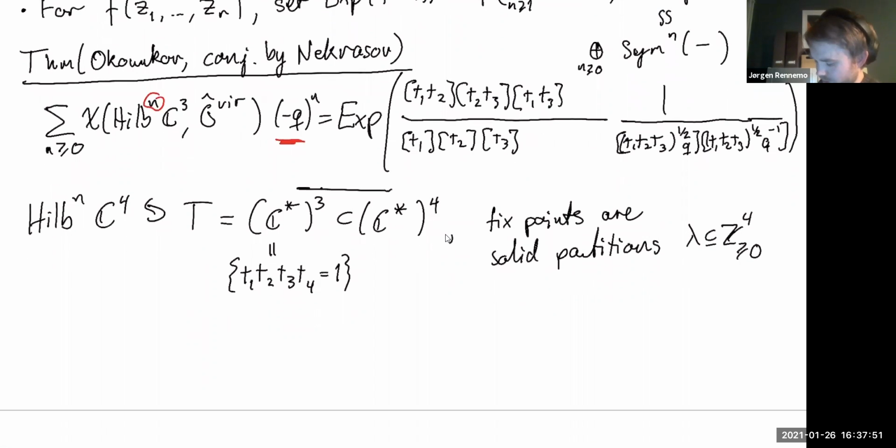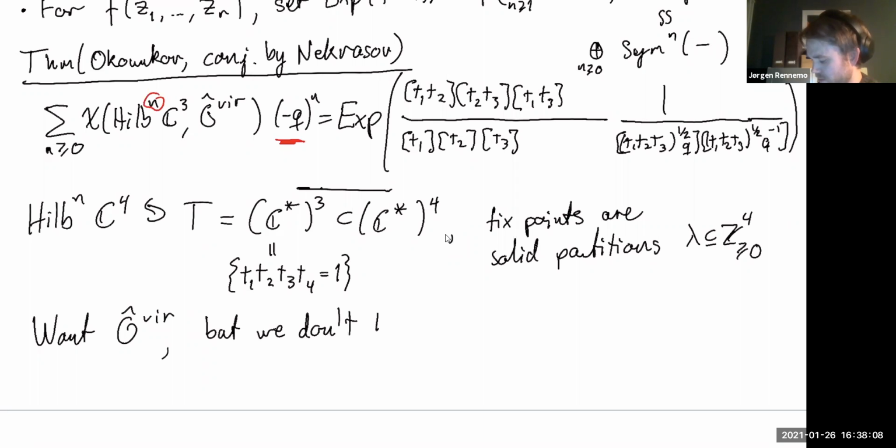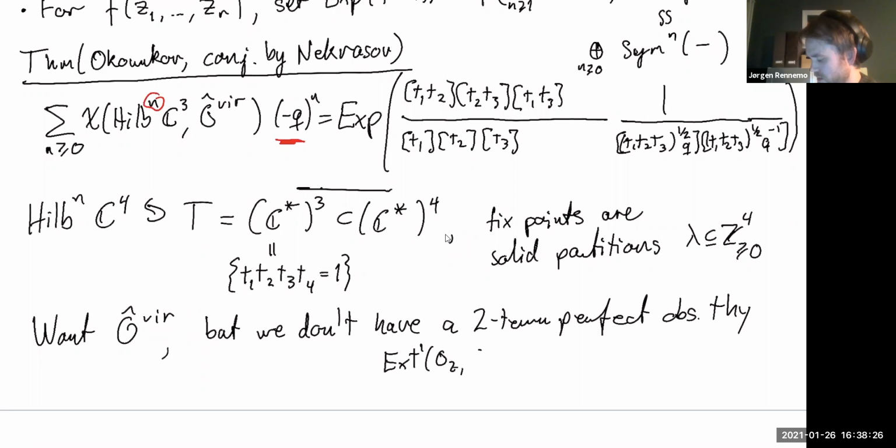And we would like to have invariants first of all. We want to do the same thing because we are somehow led to believe that we can, but we don't have a two-term perfect obstruction theory anymore. Before, the two-term perfect obstruction theory was x1 and x2, but now the thing you write down will have an x3. The natural obstruction theory is now what you might call a three-term perfect obstruction theory. So the general recipe for producing virtual structure sheaves doesn't work. Hilbert C4 doesn't fit in this framework at all.